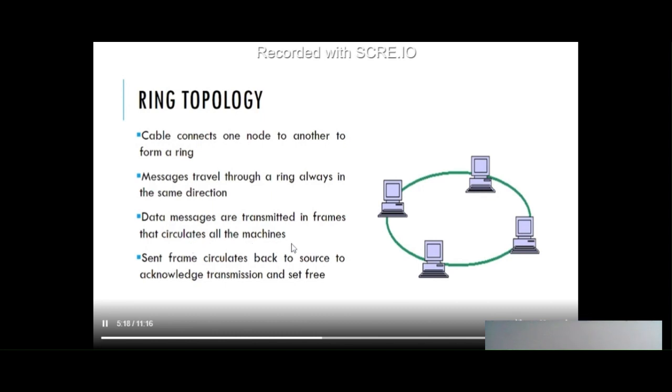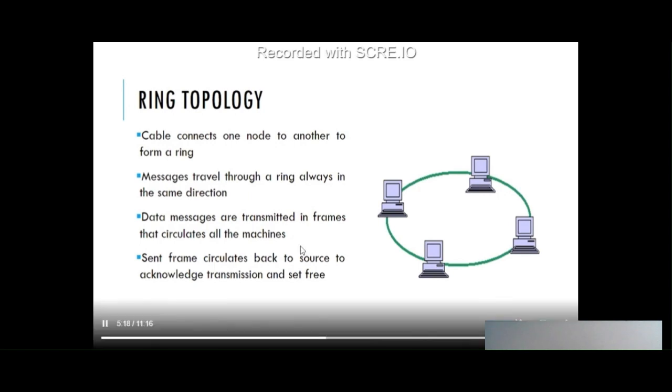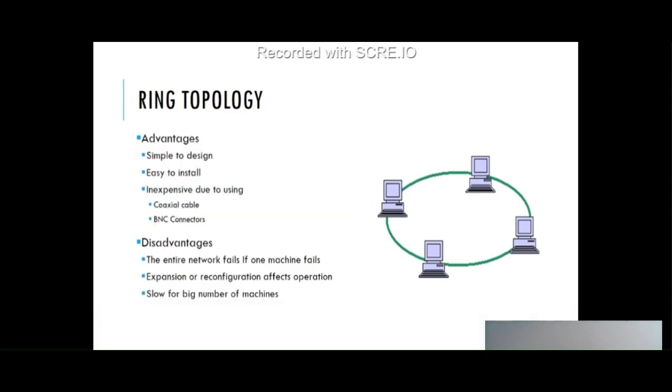A sent frame circulates back to the source to acknowledge transmission and set free. It means data messages are transmitted in frames that circulate among all the machines. If this computer wants to transfer a connection or data or information to this one, then it will not transfer in reverse. It goes to the first computer, then the second computer, then the third computer. Then only the fourth computer can get the information. That is the biggest disadvantage.